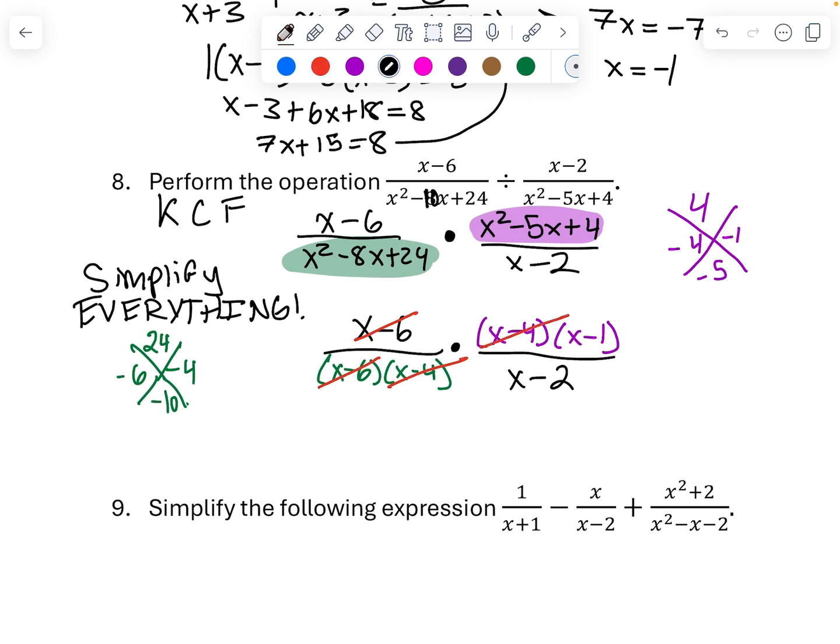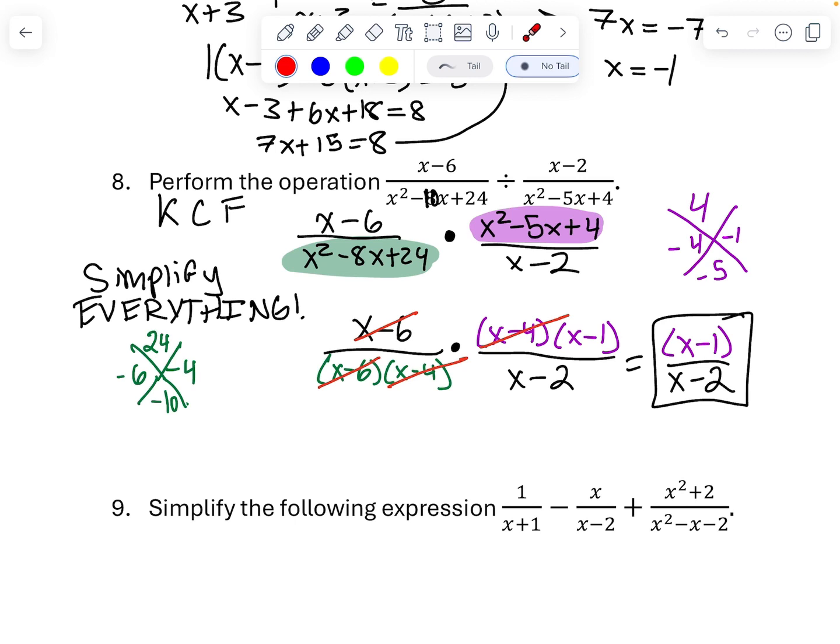Now, my x minus 1 and my x minus 2, those aren't the same, so I can't cancel them out. So I'm left with x minus 1 over x minus 2. And that is my answer. So with division, the main thing that I want you to know is that keep, change, flip is the most important piece. If you don't do that keep, change, flip, you're going to get stuck and you'll get something really, really wonky. You won't get a lot of cancellation if you don't do that first.